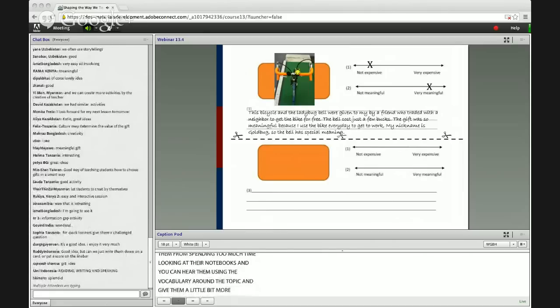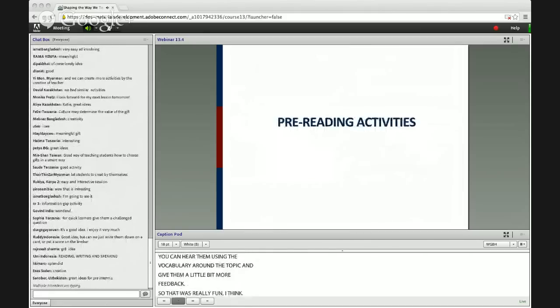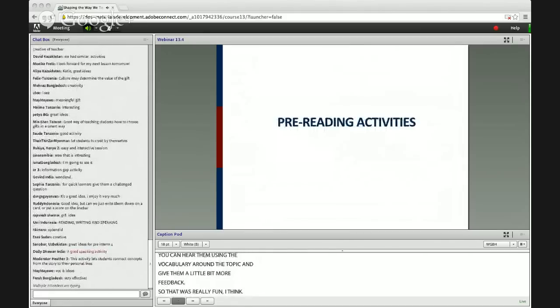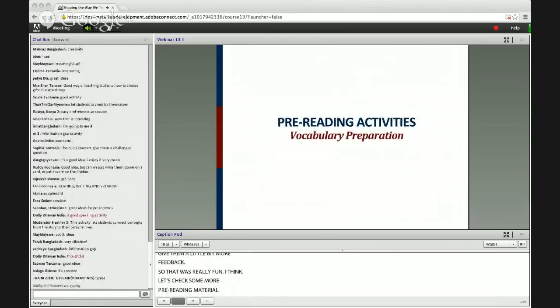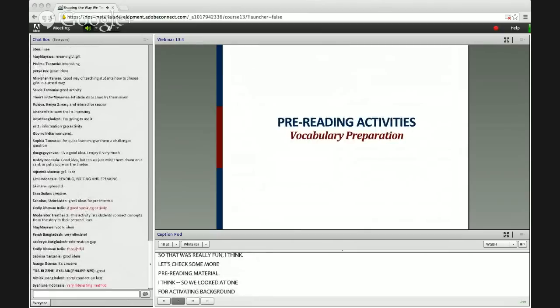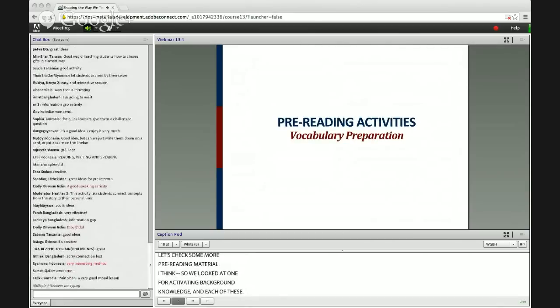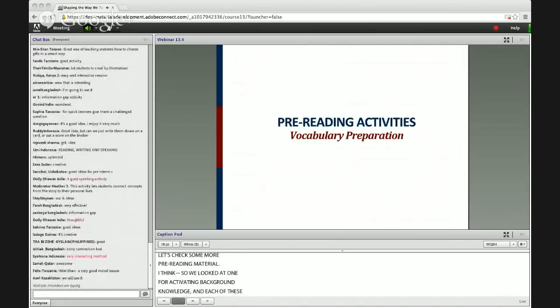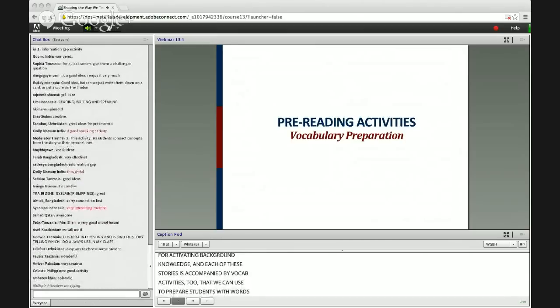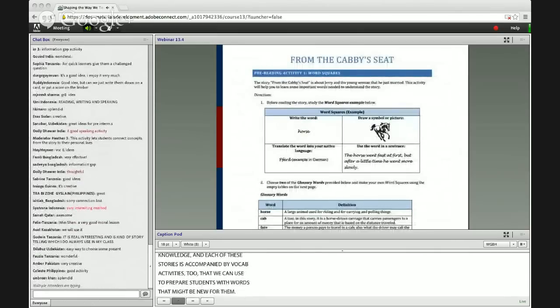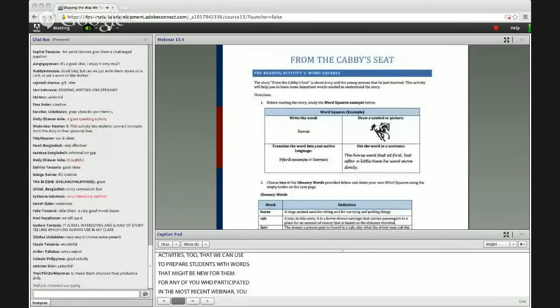And let's check some more pre-reading material. So we looked at one for activating background knowledge, and each of these stories is accompanied by vocab activities, too, that we can use to prepare students for words that might be new to them. And for any of you who participated in the most recent webinar, you might recognize this. What is this? This is a word square. And in this activity, students are creating a study guide to help them remember important words.